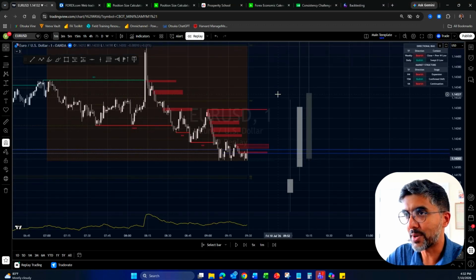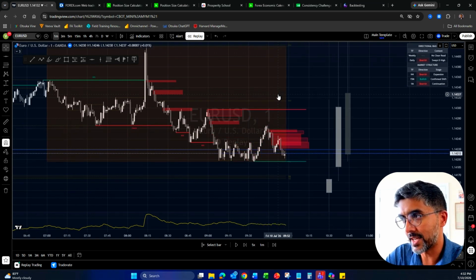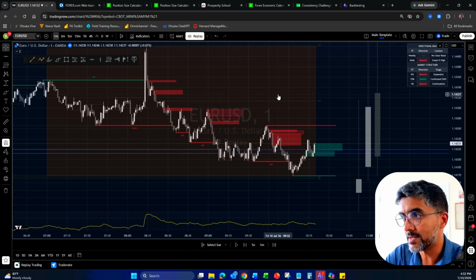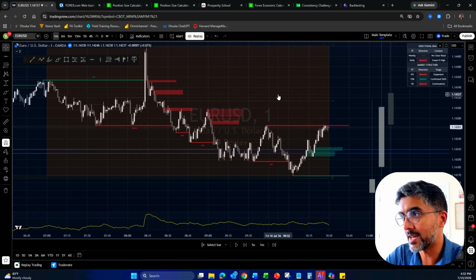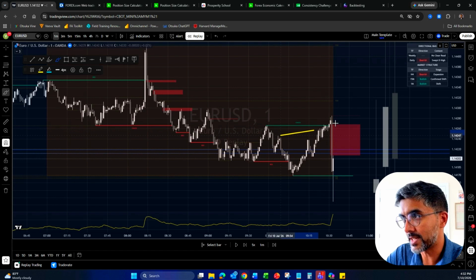What I need to see is for price to break this bearish order flow that we see on the 1 minute. I'm going to play price forward so that you can see the price action as time goes through. As you can see, we're making lower highs and lower lows until eventually we do break this high up here and create a change of character on the 1 minute chart, just like this.